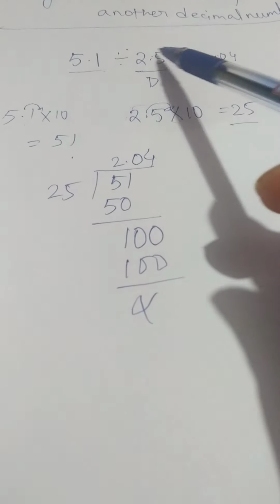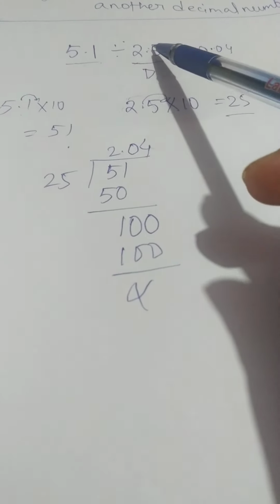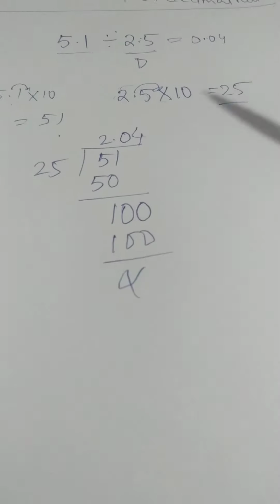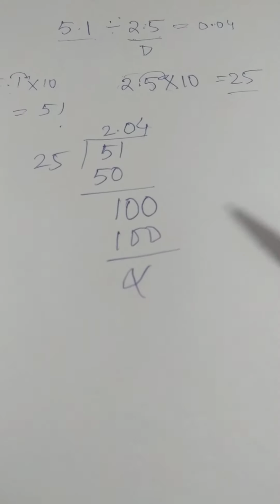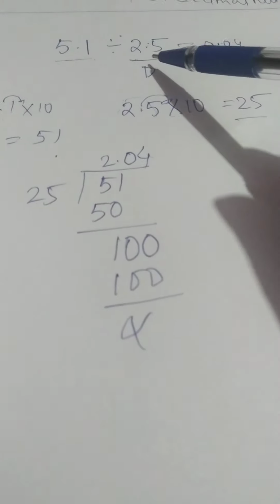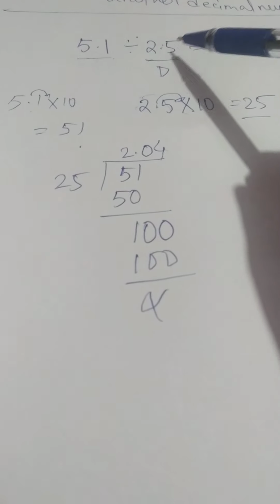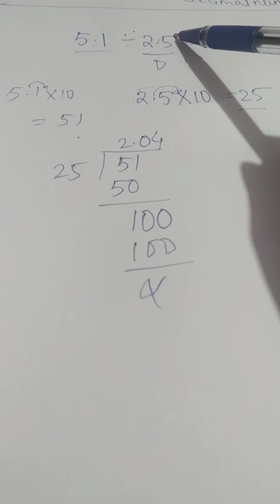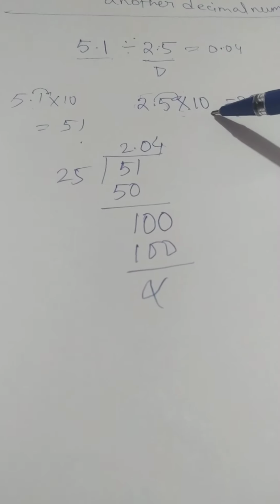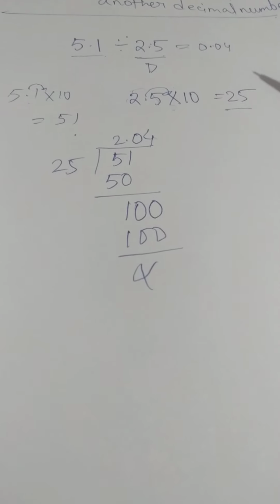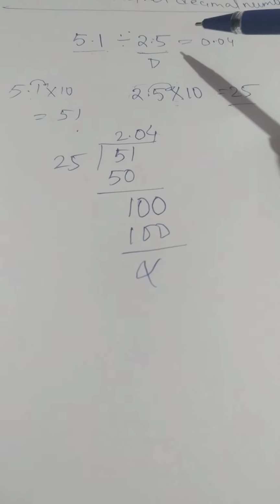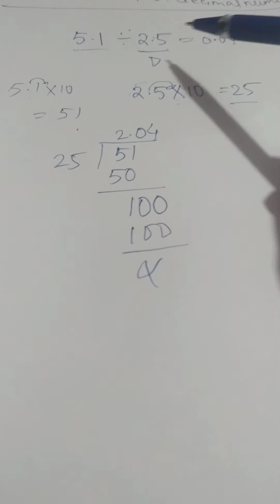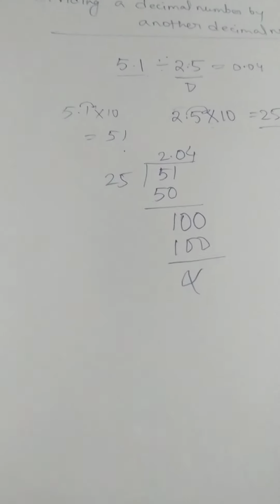I can divide 5.1 by 2.5 directly, but it gets difficult because 2.5 is a decimal number. If I try to multiply to find the quotient, it gets difficult. So the system is, we need to check the divisor, after the decimal how many digits are there. If there is one digit, I multiply by 10. If there are two digits, I multiply by 100. If there are three digits, I multiply by 1000, so that I can remove the decimal from the divisor. I'm giving you another example.